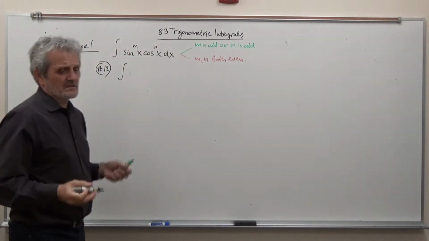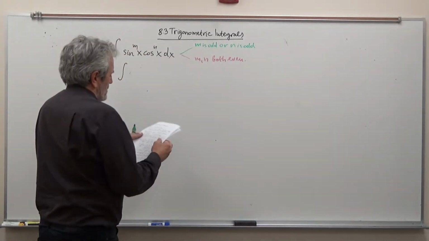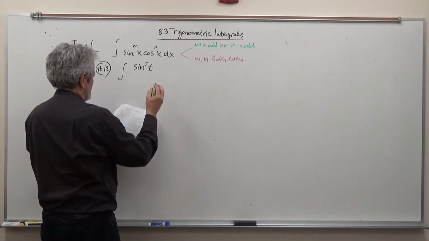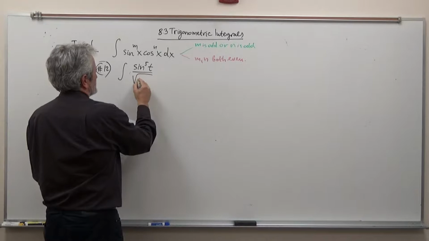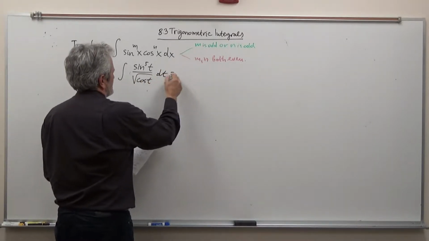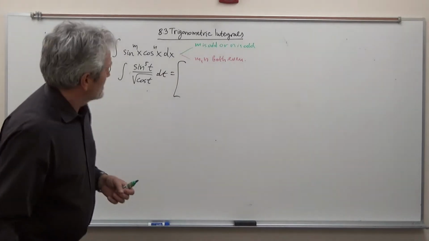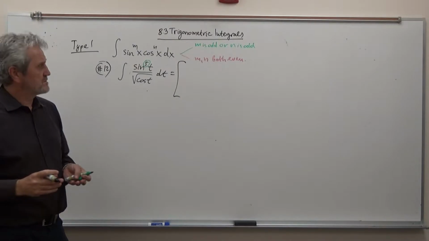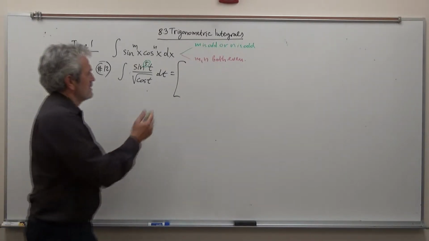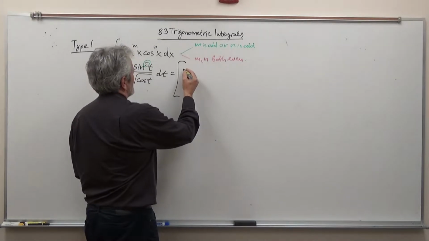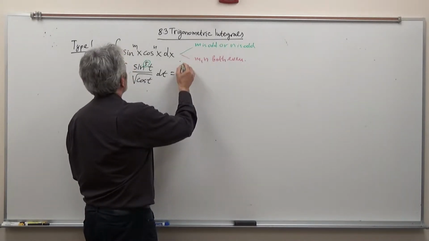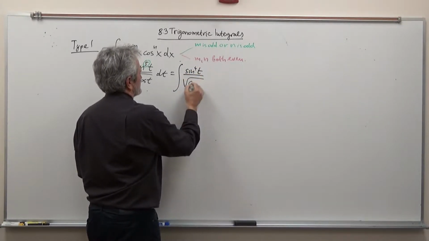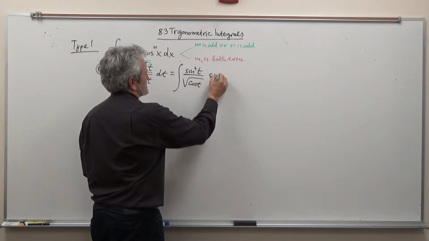Although we usually think here of our powers to be integers, the idea might work in non-integer cases as well. Sine to the 5th t over square root of cosine t dt. Once again, we are happy to have 5 here on sine. We are a little worried about this square root, but everything's going to work quite well. So we'll go, I better just prepare this better. So this would be sine to the 4th t, then square root of cosine t, and then extra sine t dt.